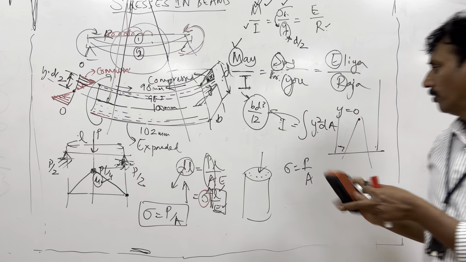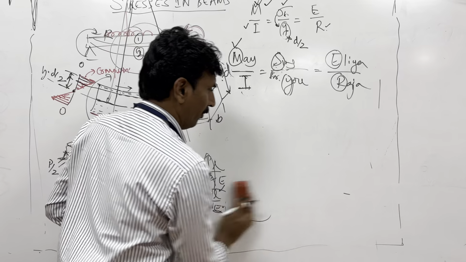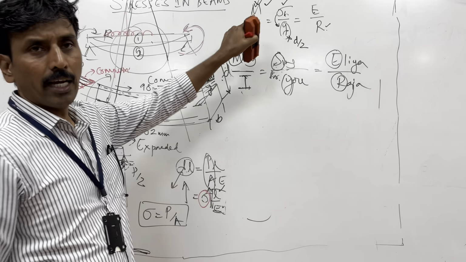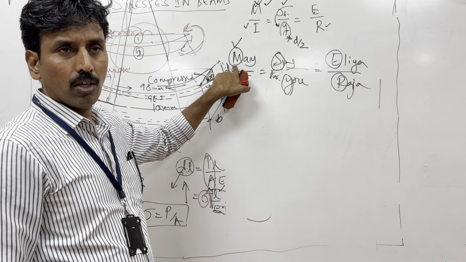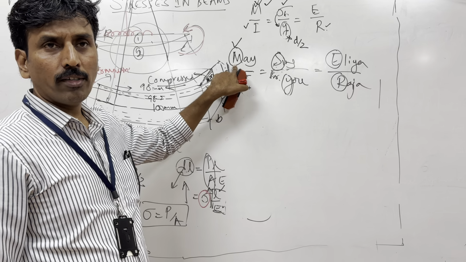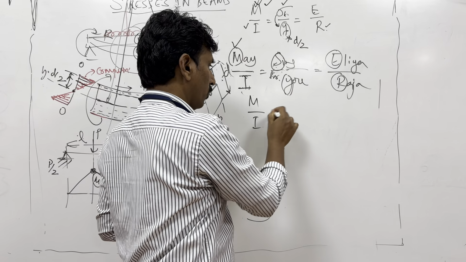Okay, so here, let me again make this equation clear. It is M by I equals sigma by y equals E by R, where M is the bending moment. What is the unit for M? What is the unit for M?